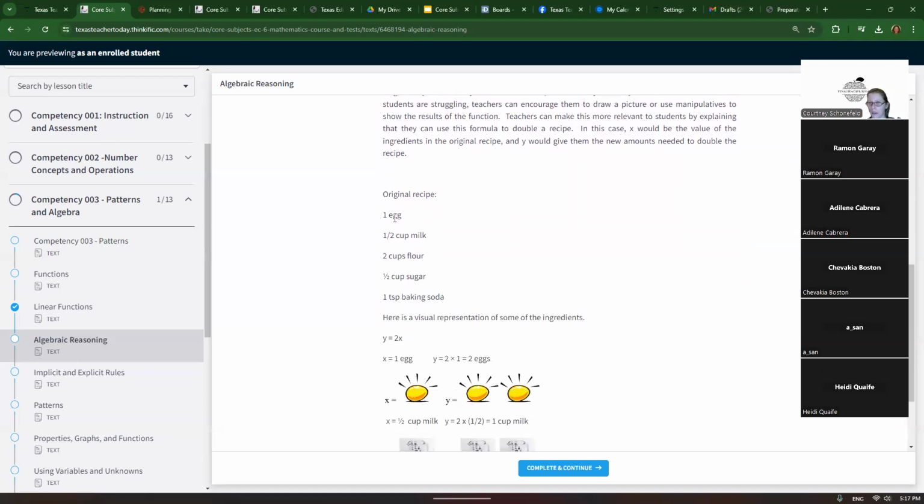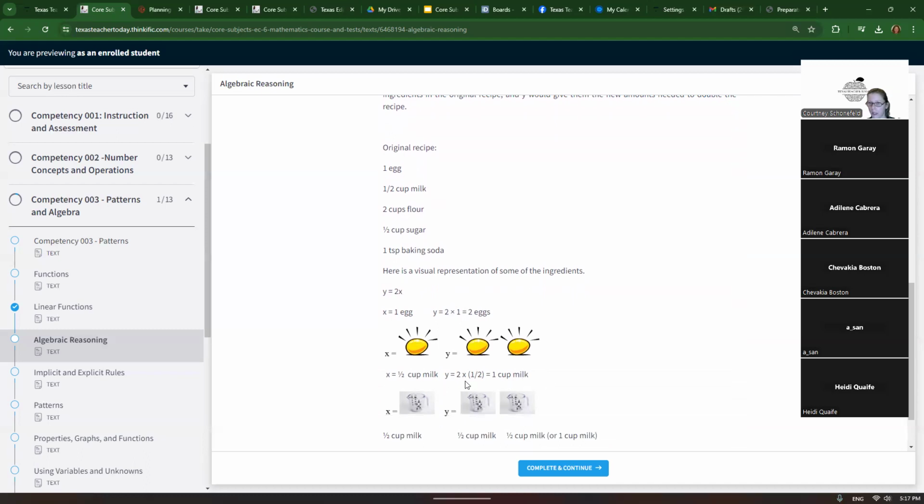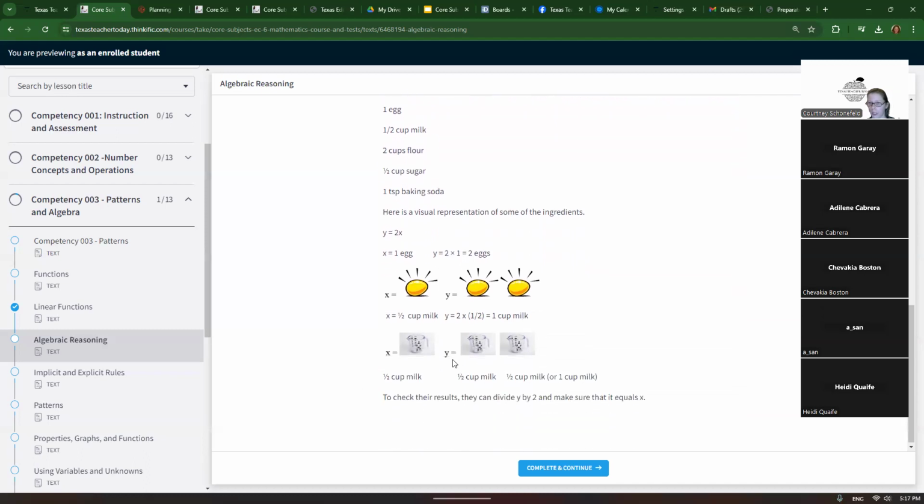So this would be the ingredients for the original recipe. y equals 2x. So if it's 1 egg, then it's 2 eggs and so on. 1/2 cup milk, 1 cup of milk. To check the results, they could divide and make sure that they're getting the original number, divide by 2.